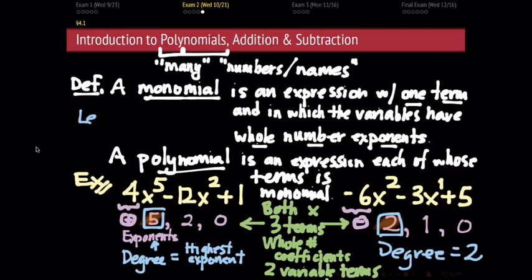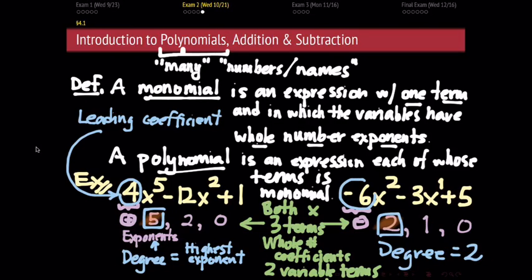And to go along with that, the coefficient of that highest exponent also gets a name. It's called the leading coefficient. Again, this is just terminology, but when we use this terminology, that's what we're talking about. The leading coefficient is the one attached to the term that has the highest exponent. So the leading coefficient in the first polynomial here is 4. The leading coefficient in the polynomial on the right here is -6.